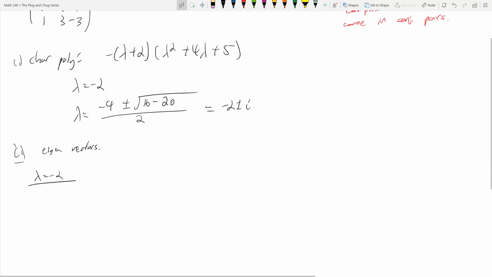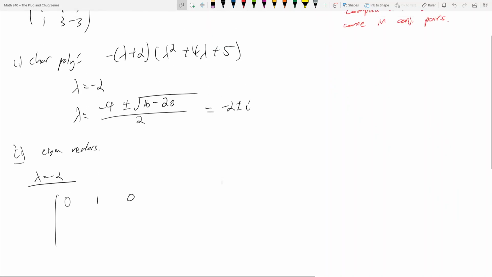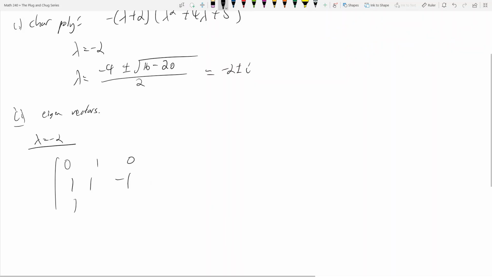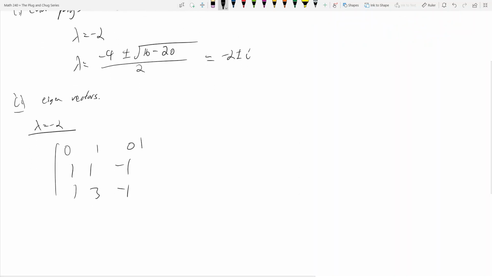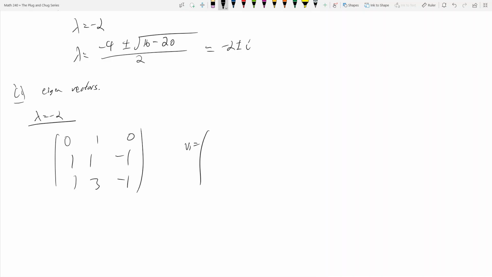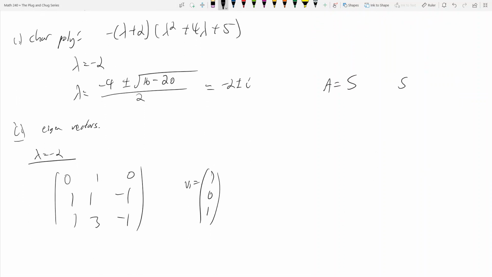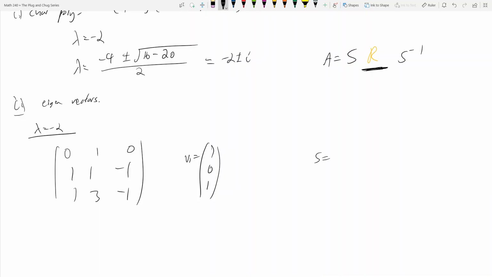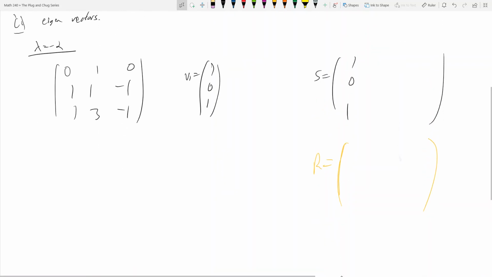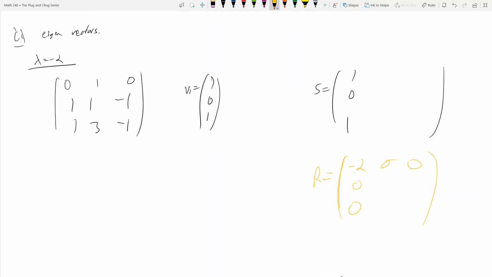Anyways, back to finding eigenvectors. For lambda equals 2, you just do it the normal way. Well, you do all of these the normal way. So 0, 1, 0; 1, 1, negative 1; 1, 3, negative 1, and we can see that v1, eyeballing, 1, 0, 1 should work. Again, we want to write A in terms of S something S inverse form. This middle guy is going to change just because we have complex values. So let's not call it Q, let's call it R. So S R S inverse. S then is going to be, for now, still 1, 0, 1. And R, for now, is what you're familiar with: you take the eigenvalue and put it on the diagonal. So far we have this.